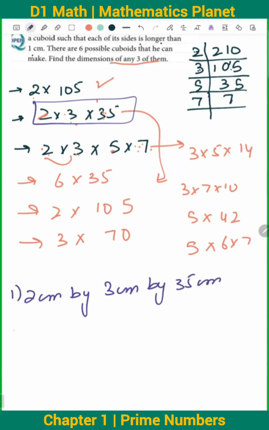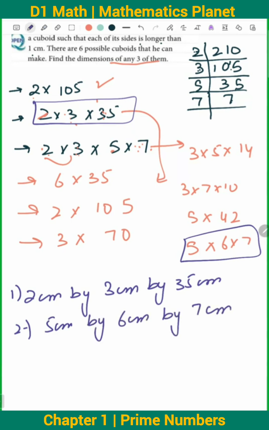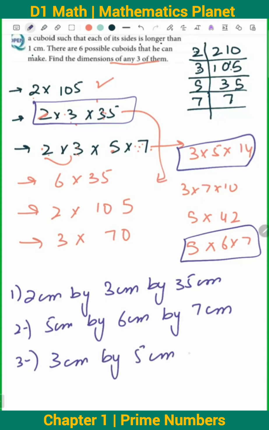Number 1 possibility, number 2 possibility. For example, we can write this last one, 5, 6, and 7: 5 centimeter by 6 centimeter by 7 centimeter. For example, I can write one more. Which one should I write? I can write this 3, 5, and 14. Okay, so it's 3 centimeter by 5 centimeter by 14 centimeter. Done with it.